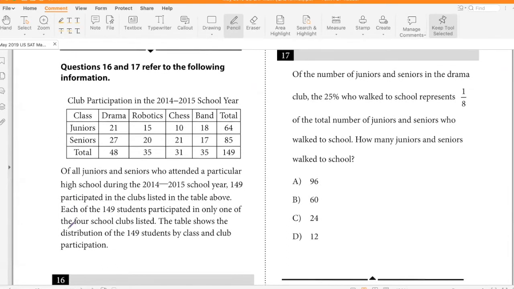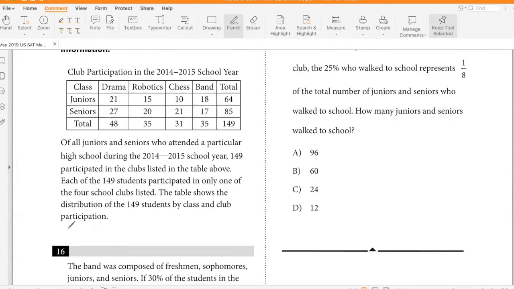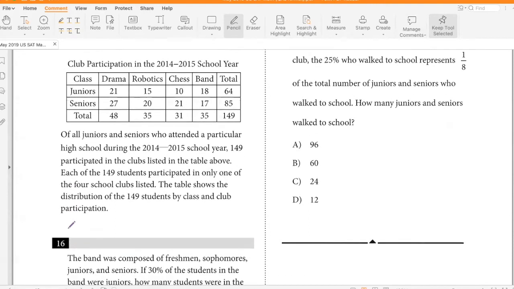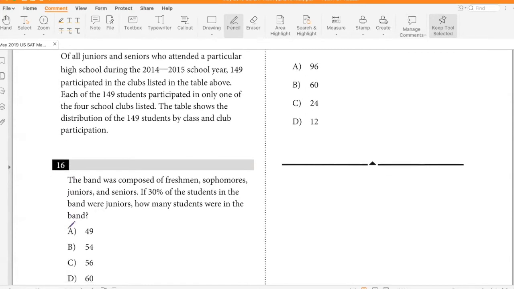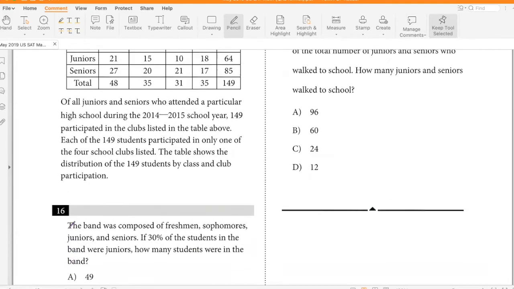Of all juniors and seniors who attended a particular high school during the 2014-15 school year, 149 participated in the clubs listed in the table above. Each of the 149 students participated in only one of the 4 school clubs listed. The table shows the distribution of the 149 students by class and club participation. The band was composed of freshmen, sophomores, juniors, and seniors. If 30% of the students in the band were juniors, how many students were in the band?